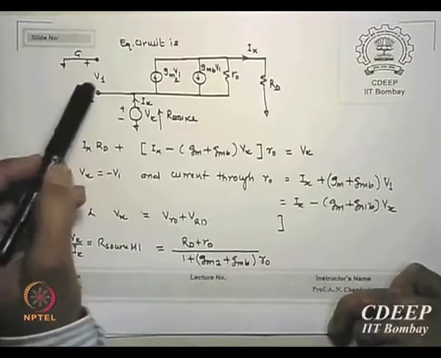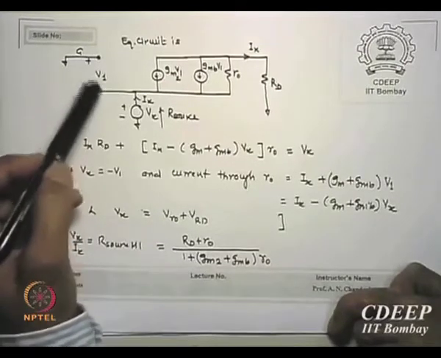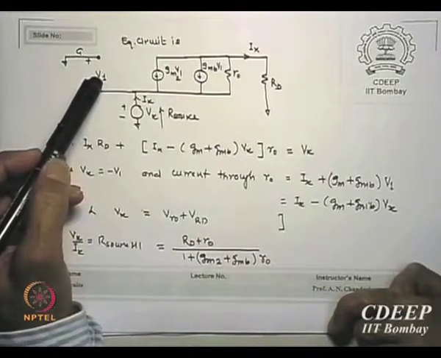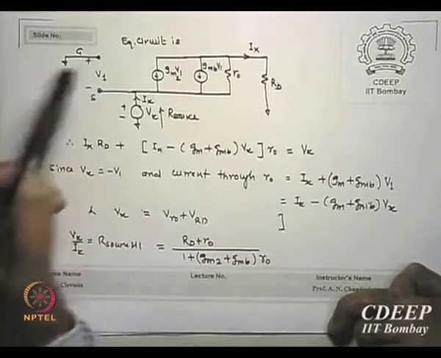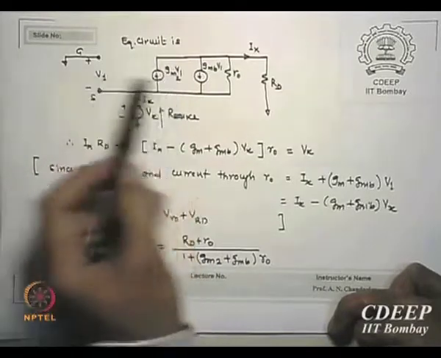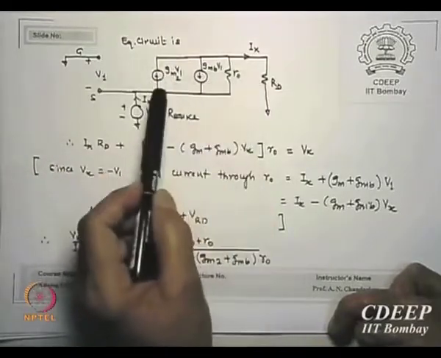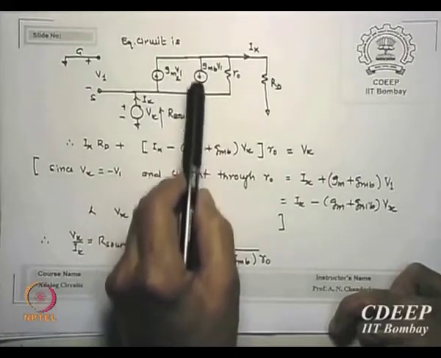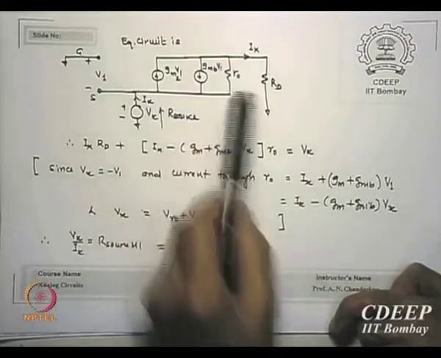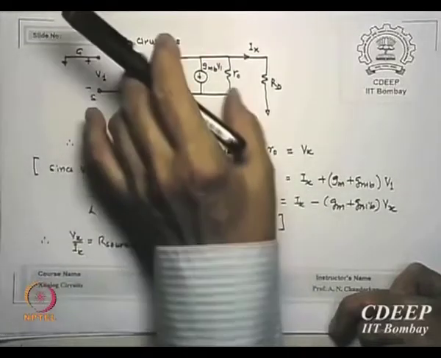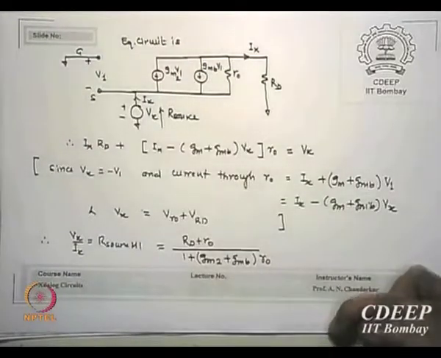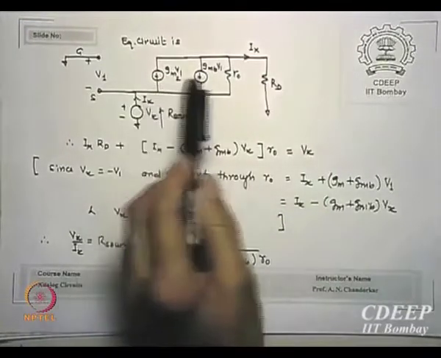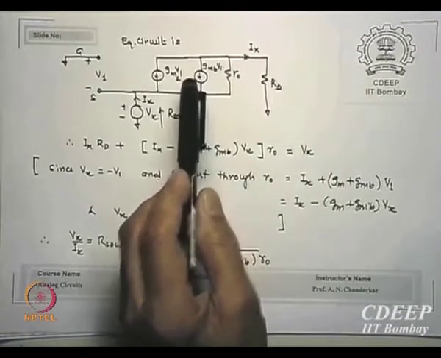Let us say between gate and source there is a potential V1, shown like this. Corresponding to that, the output at the drain-source side will be gm2 V1, gmb V1, shunted by R0. This is the equivalent of a transistor. Is that okay? You may use gmb or you may not use gmb.